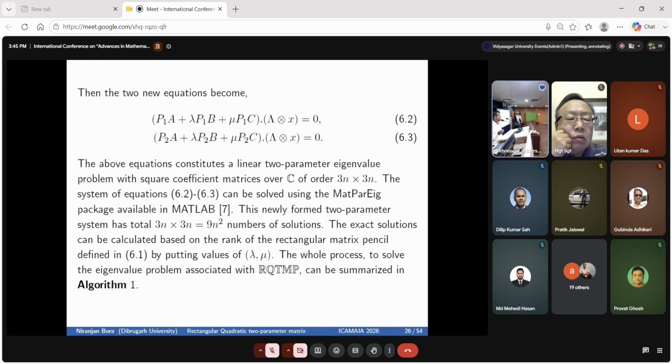So this can be solved in MATLAB by the article of Ramaswamy and the well-known multi-parameter eigenvalue package. This is available in MATLAB. That means online we can install it and can solve it.